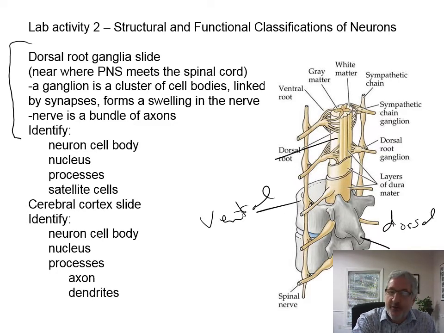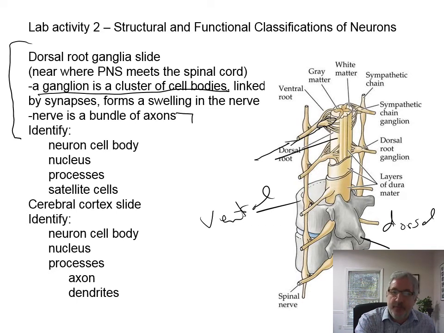So an afferent neuron comes up in here, and then there's this little bulge here. That's on the dorsal side, and that's the root of the spinal nerve, so it's called the dorsal root ganglion. A ganglion is a cluster of cell bodies. They're all linked by synapses. They form a swelling in the nerve. A nerve is a bundle of axons.